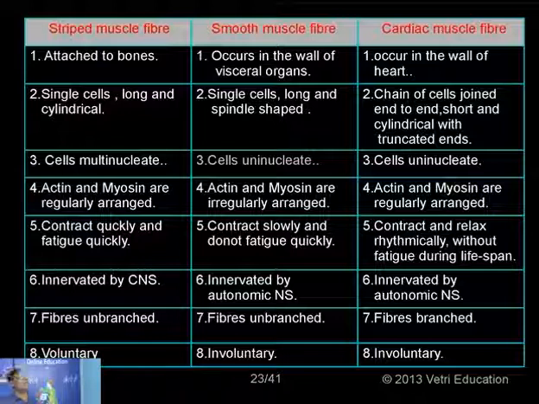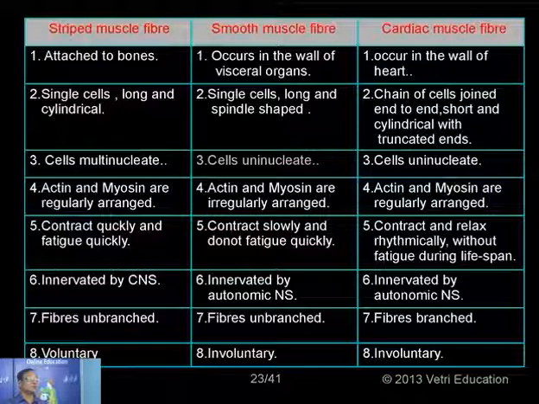And about the nature of contraction? The striped muscles normally contract quickly and also attain fatigue quickly. The smooth muscles contract very slowly and attain fatigue very slowly. But in the case of cardiac muscle fiber, there is a rhythmicity in heart muscle. They are contracting and relaxing continuously without attaining fatigue throughout the lifespan.